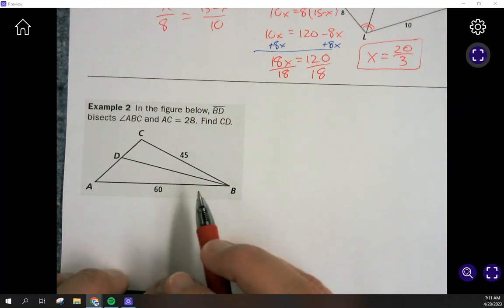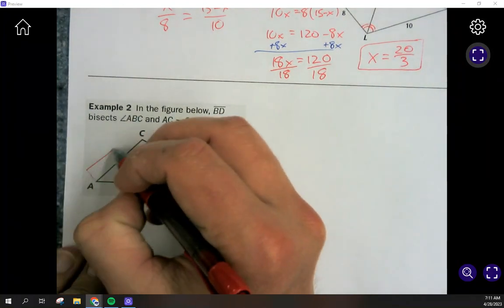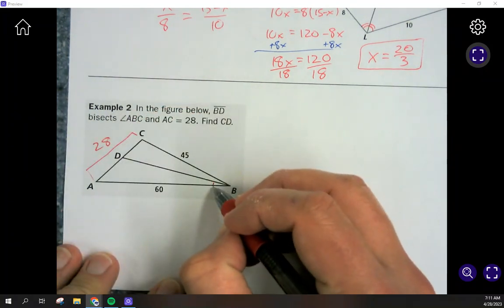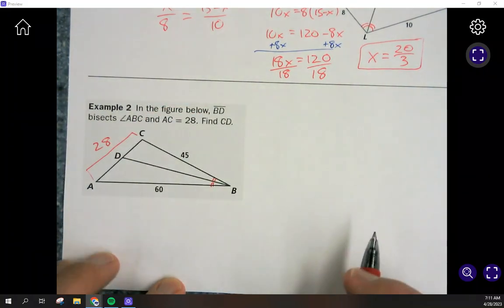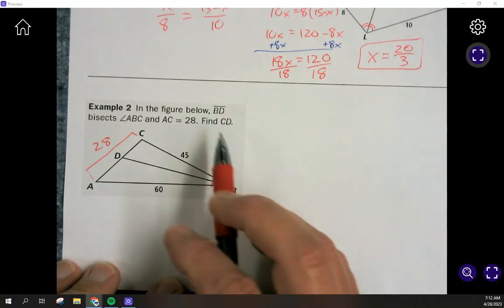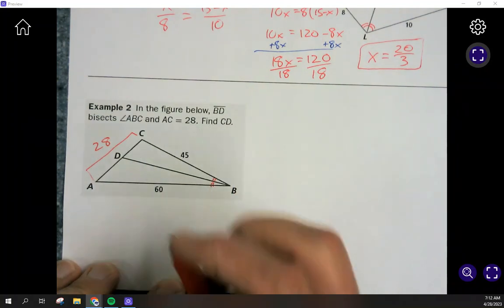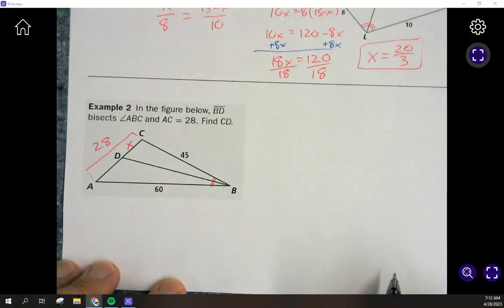All right, hopefully you've already tried this one. The information that they've given to us here is that AC is 28. This, of course, is an angle bisector over here. If it's not, none of this matters. Okay, we can't do any of this unless this is an angle bisector. They want you to find CD, so that's what we're going to go ahead and call X.